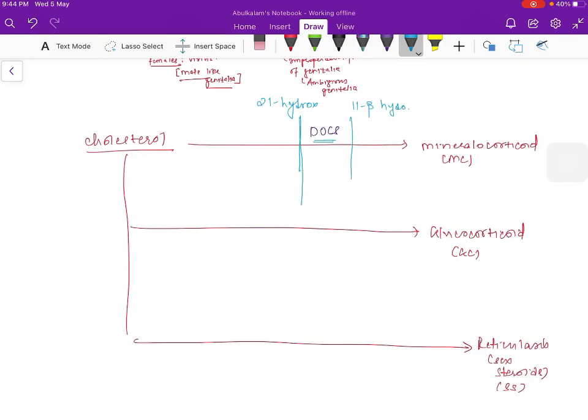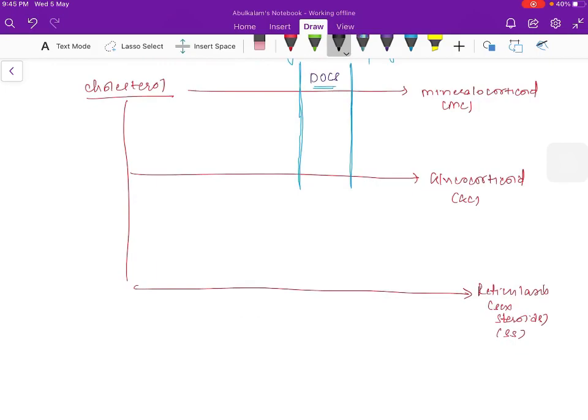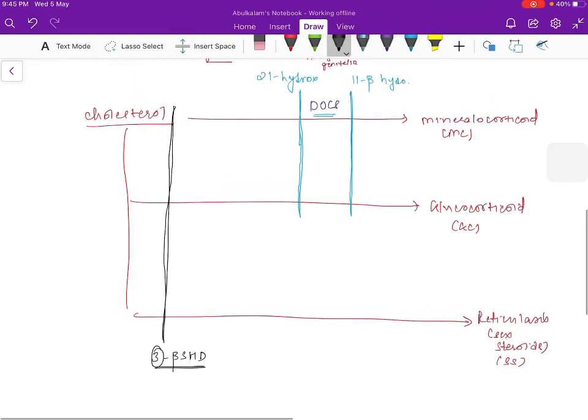Again, see, I am extending the line to first two rows, right? You have to remember that 21 and 11 beta, these are the two enzymes which are common to the pathway of mineralocorticoid and glucocorticoid. The one enzyme which will involve all the three layers, and this enzyme has got 3 in the name, right? So this is one enzyme which will involve all the three, and that is 3 beta HSD, 3 beta hydroxysteroid dehydrogenase. It has got 3 in its name. So remember, it will cut off all the 3 if it is deficient, right? So this is 3 beta HSD.